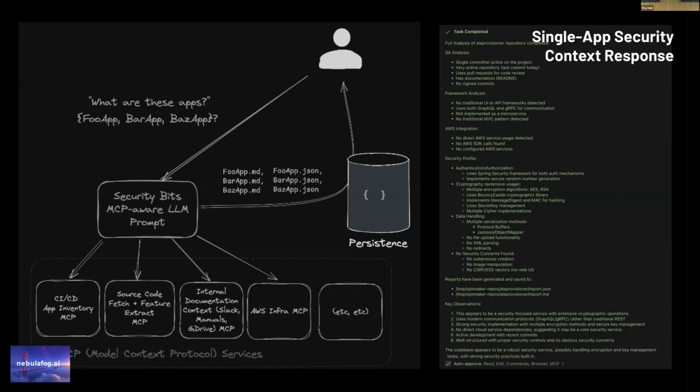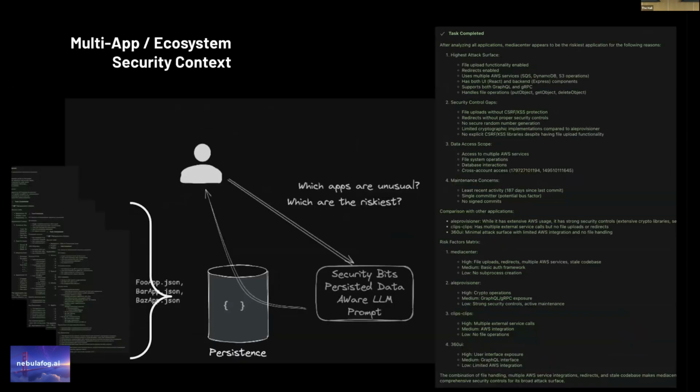Okay, that's cool. What if you have to deal with multiple apps? Iterate over that. It outputs structured, standardized information. It begins to infer what's common, what's interesting, what's deviance from that. And then you can start asking questions like, what apps are unusual there? What are the riskiest? What are the differences from this?